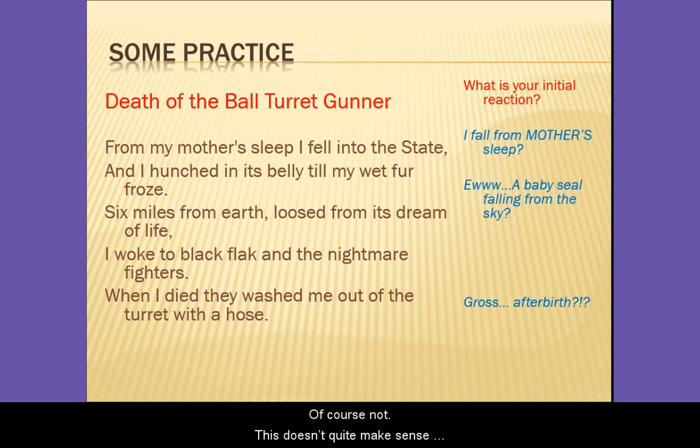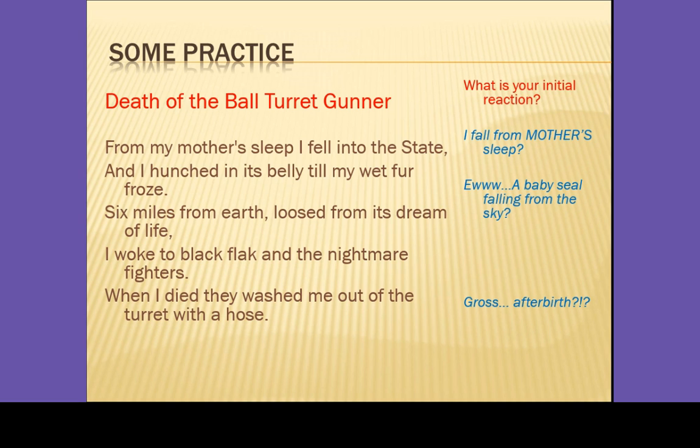Second, the wet fur reminded me of a baby seal falling from the sky. Is this poem about baby seals? Of course not. This doesn't quite make sense yet. It is just an impression. The last one, of afterbirth, again, may seem strange, but it is important to keep these impressions in mind as we look for the rational meaning behind the poem. I think the important point of my impression, ultimately, is that the tone is very serious and very critical of this state this speaker fell into in the first line.